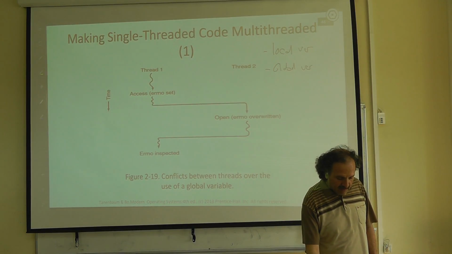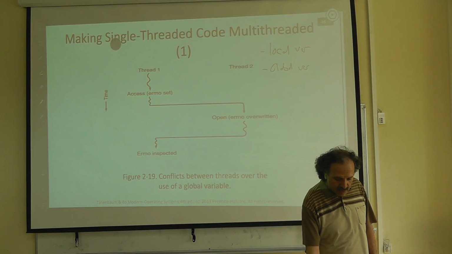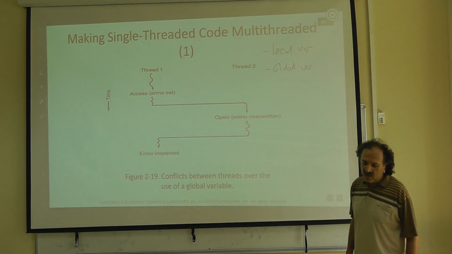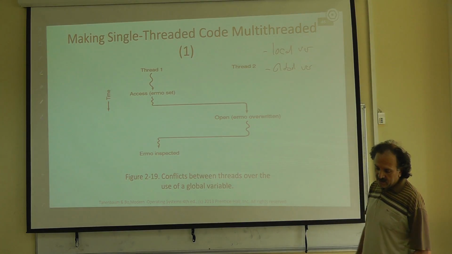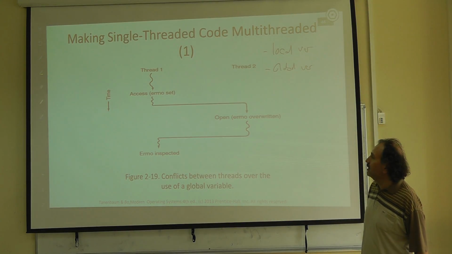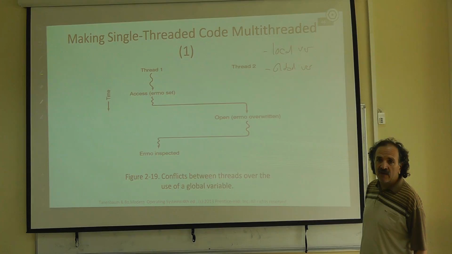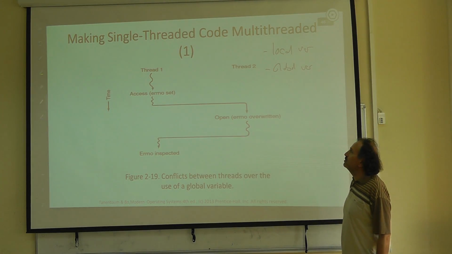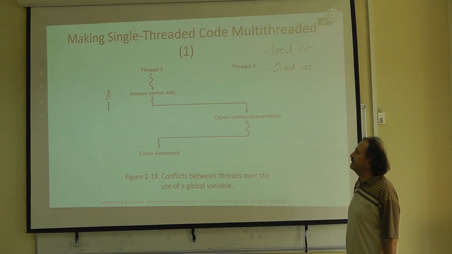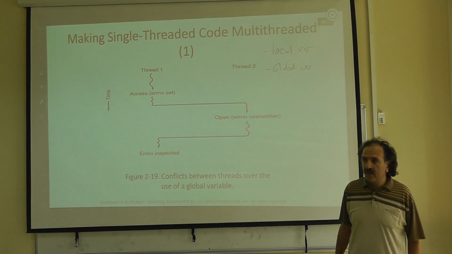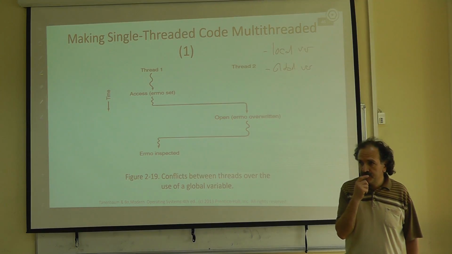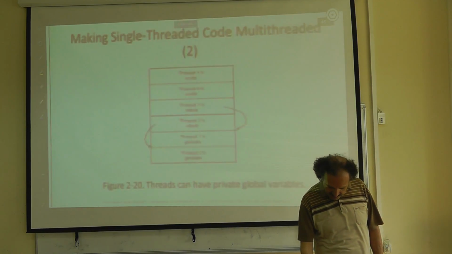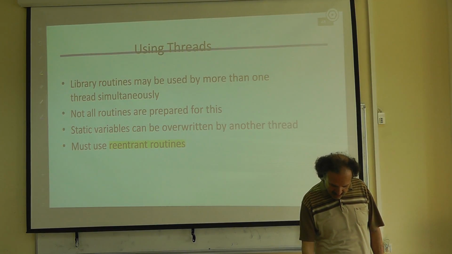For converting your single-threaded code into multi-threaded code, you should be careful about your global variables and your static variables. Avoid using them. All the time, use local variables instead of global variables. Okay. Any questions? Anything I'm missing here about using threads?